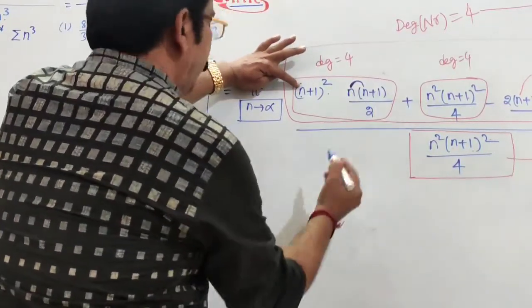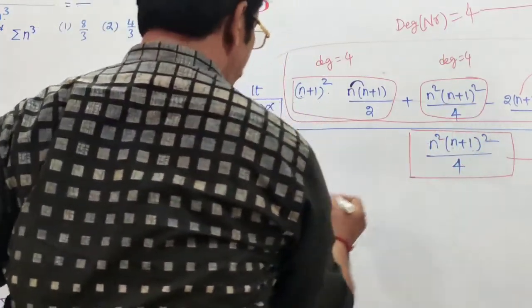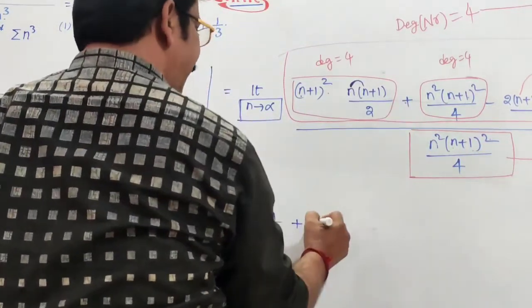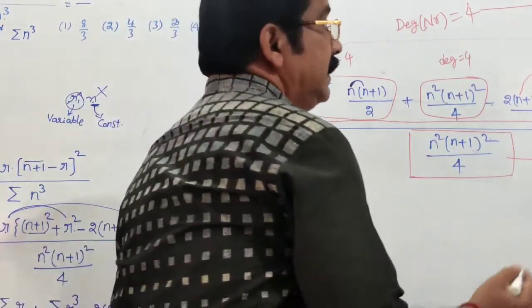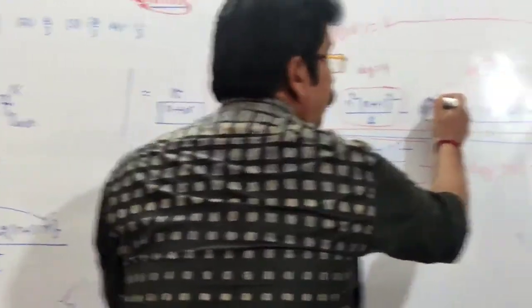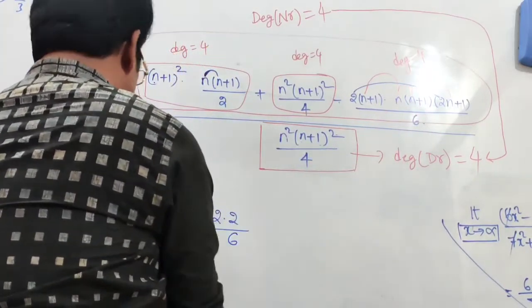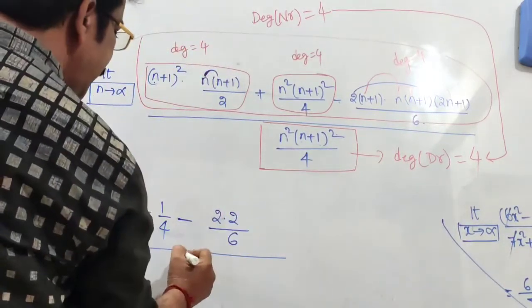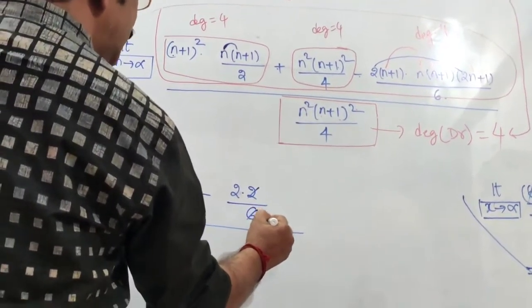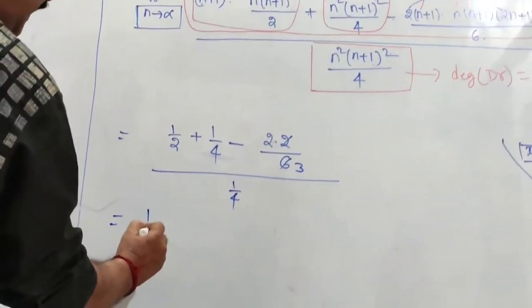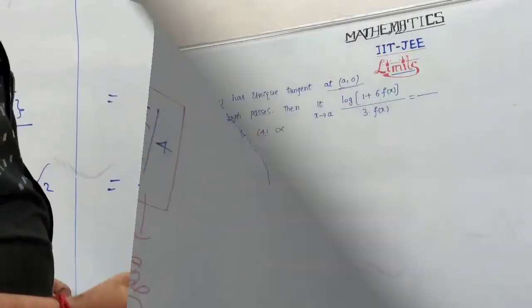Okay. Next, coefficients. The n to the power of 4 coefficient is 1/2, plus the n to the power of 4 coefficient 1/4. Next, minus the coefficient, 2 into 2 divided by 6. Next, whole divided by the coefficient 1/4. On simplification, we get 1/3. So therefore the fourth option is right. Hence the problem is done. Next question.